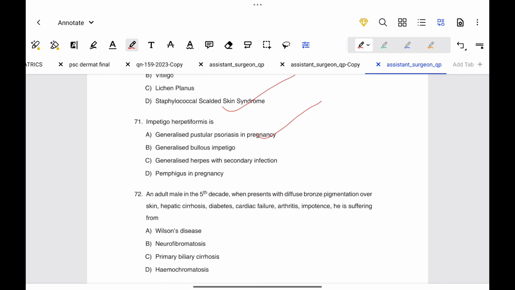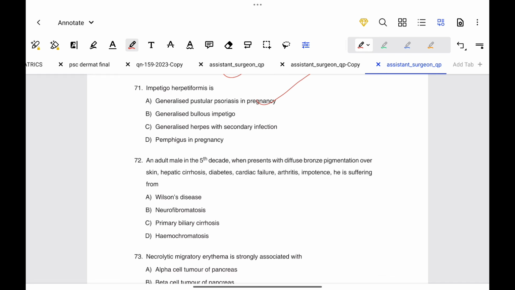Option A. An adult male in 5th decade presents with diffuse brown pigmentation over skin with hepatic cirrhosis, diabetes, cardiac failure, arthritis, impotence. He is suffering from... So this is also called bronze diabetes. The condition is hemochromatosis.